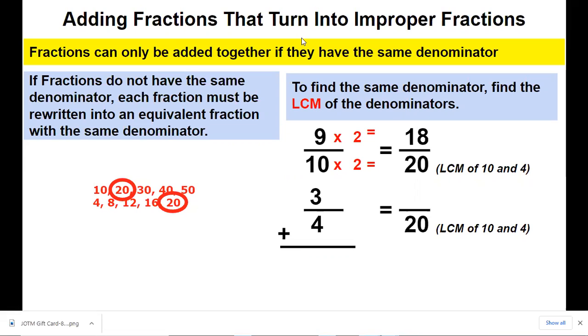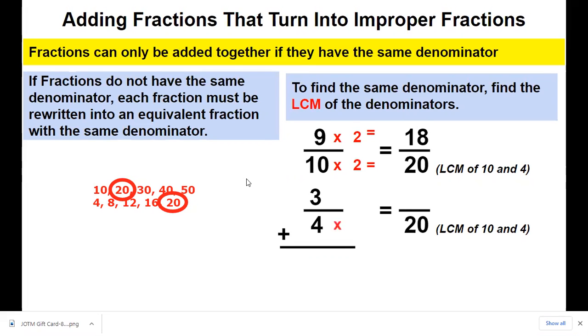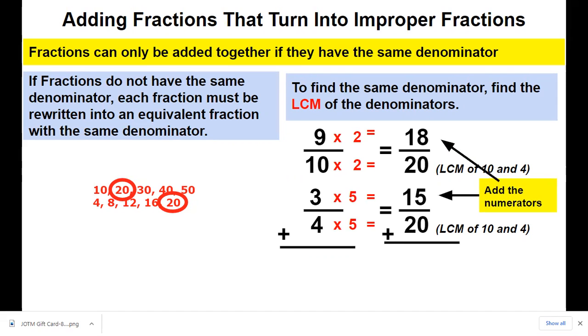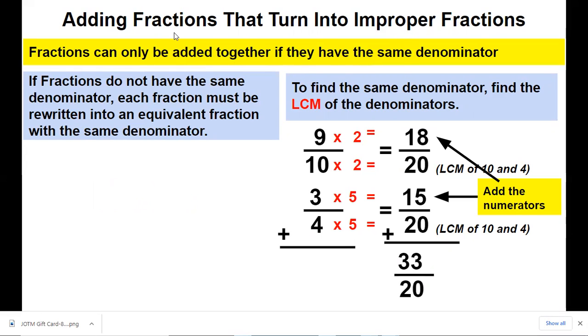I want to make sure that I press record. Yes, okay. And then on the bottom, 4 times what gives me 20? 4 times 5 gives me 20. So I times 3 times 5, that gives me 15. And now I add just the top numbers, 18 plus 15. So 8 plus 5 is going to be 13, carry the 1, so it should be 33 over what? Yes, over 20. Now, I'm going to clear all my drawings here.